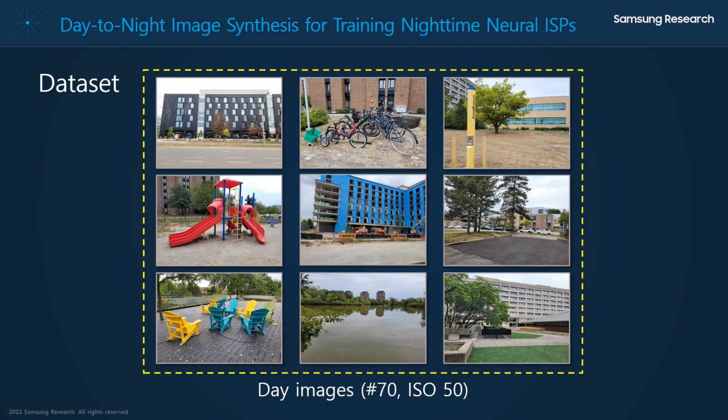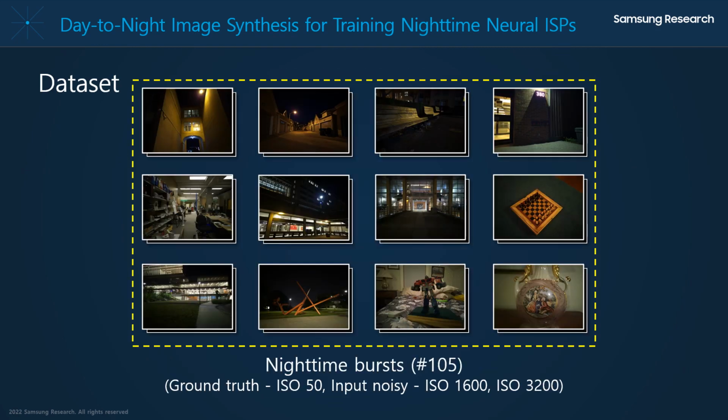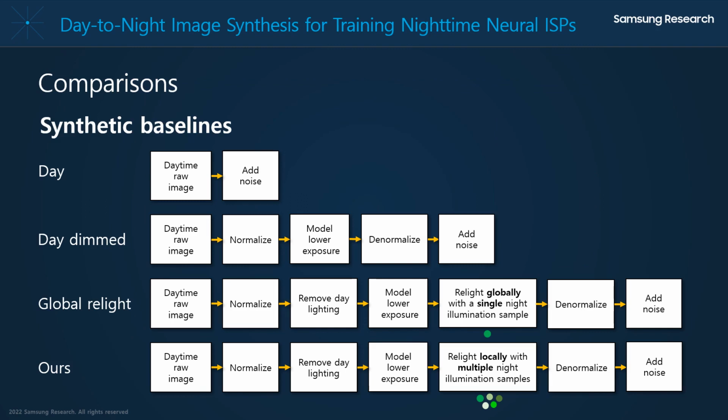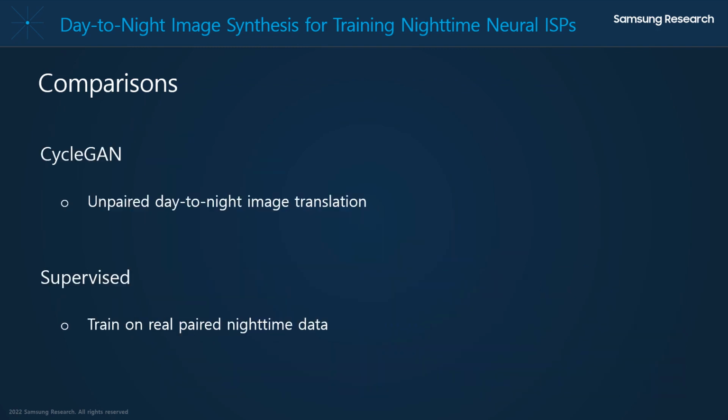We use a Samsung S20 FE smartphone camera to capture a dataset of daytime images and a dataset of nighttime bursts for evaluation and testing. We compare our method against various baselines that use synthetic data. Please see our paper for details. We also compare against CycleGAN and a fully supervised approach that is trained on real paired nighttime data.